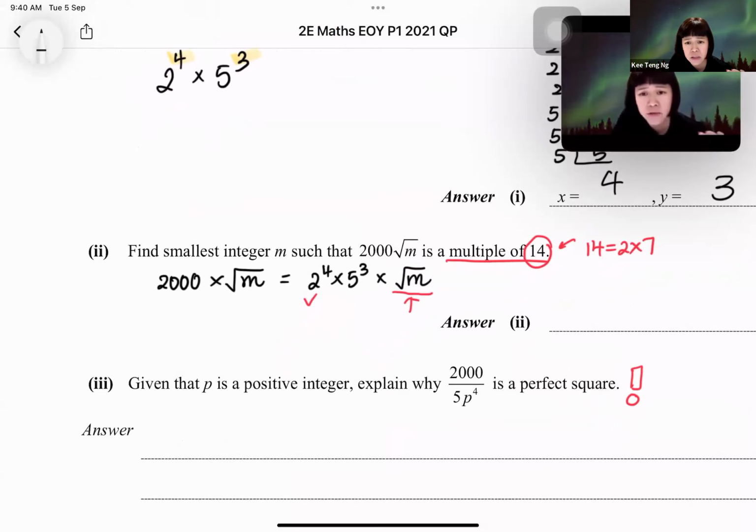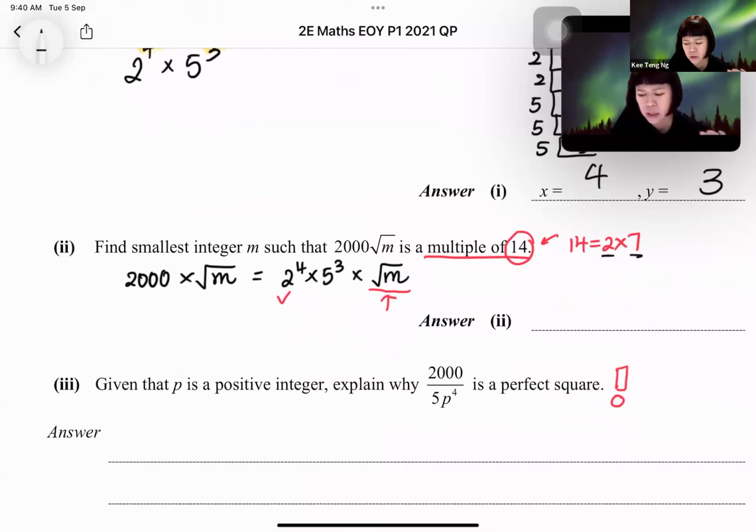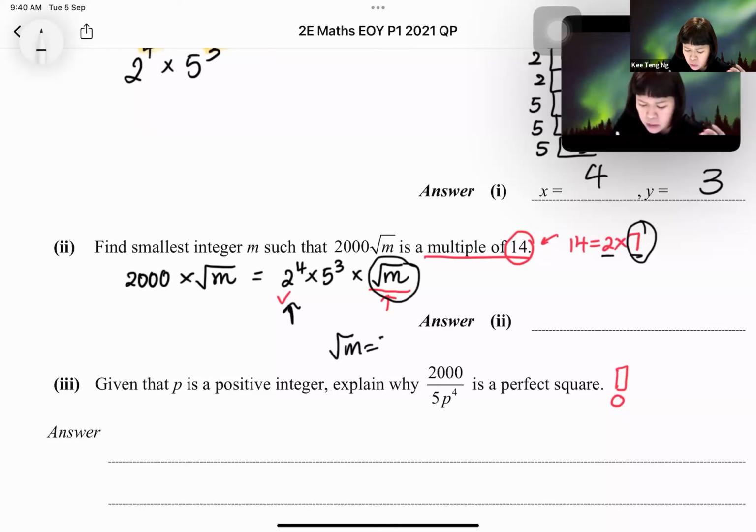What are the factors of 14? Factors of 14 include 2 and 7. I already have the factor 2, so this is already present. Which factor is missing? The factor that's missing is the number 7. But this one says square root m, so square root m is equal to 7. So m must be, do the square, m will be equal to 49.